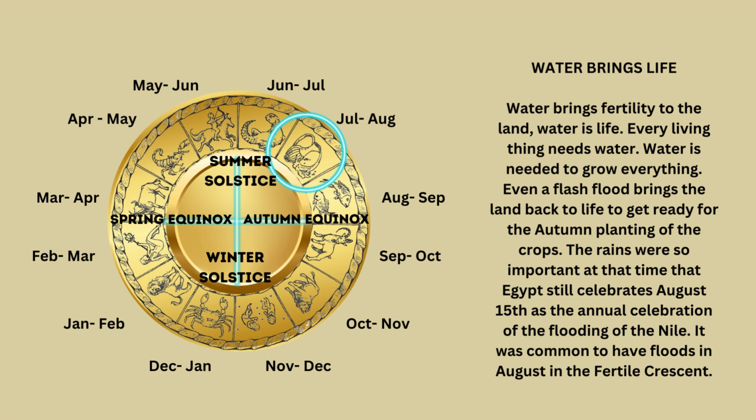Water brings fertility to the land. Water is life. Every living thing needs water. Water is needed to grow everything. Even a flash flood brings the land back to life to get ready for the autumn planting of the crops. The rains were so important at that time that Egypt still celebrates August 15th as the annual celebration of the flooding of the Nile. It was common to have floods in August in the Fertile Crescent.